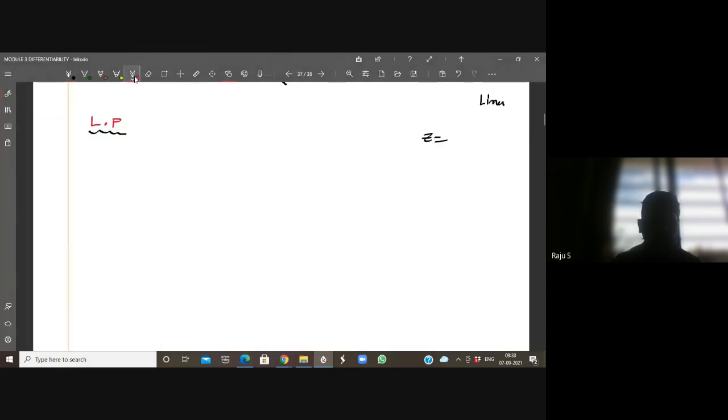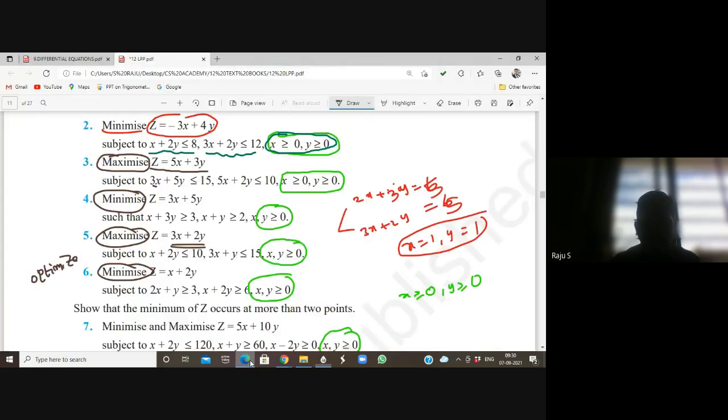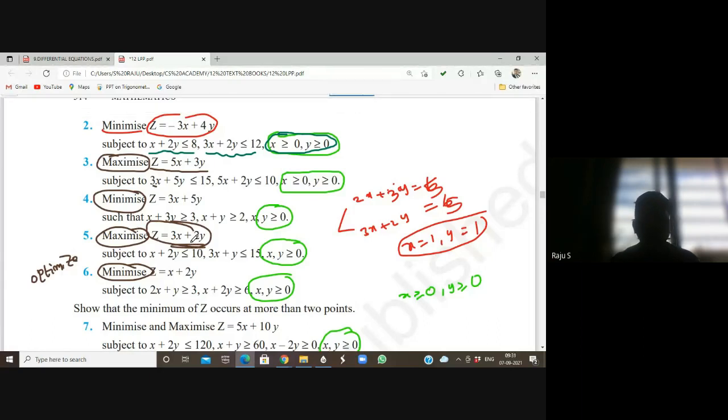Here, the objective function can be denoted by z. The function which is to be optimized is called the objective function. Constraints are the system of linear inequations and equations under which the objective function is to be optimized. With the help of these constraints, we need to optimize the objective function, that is, find the maximum or minimum accordingly. If they ask for the minimum, we find the minimum; if they ask for the maximum, we find the maximum.